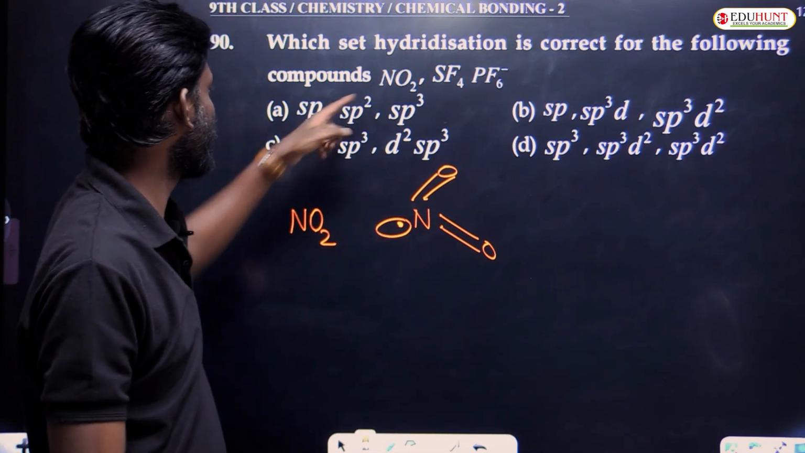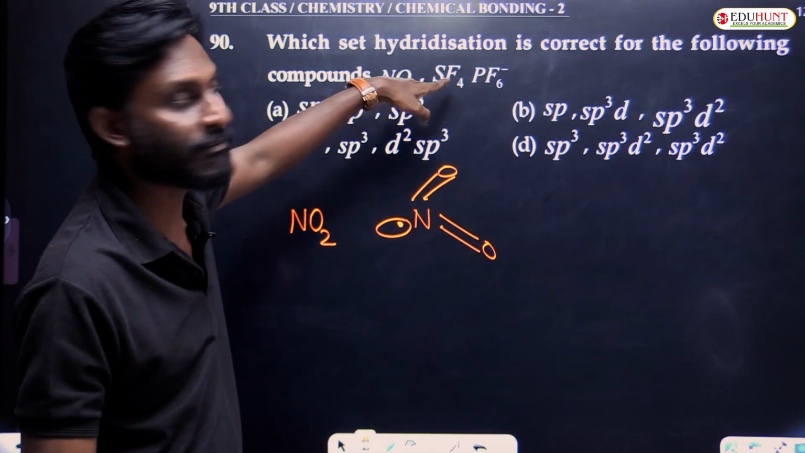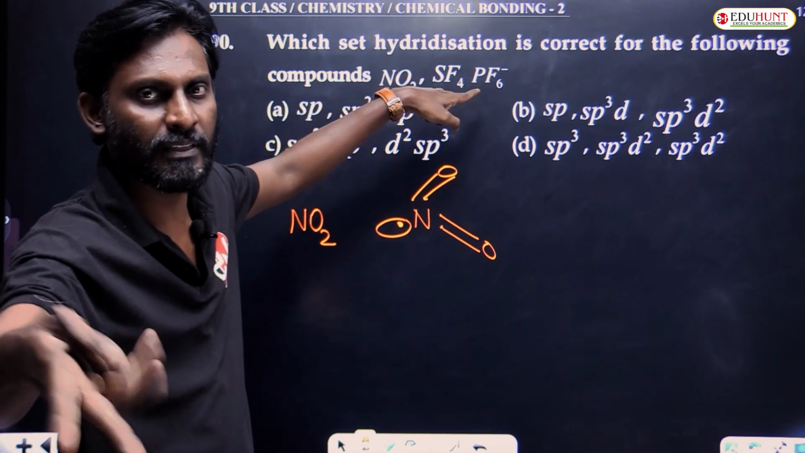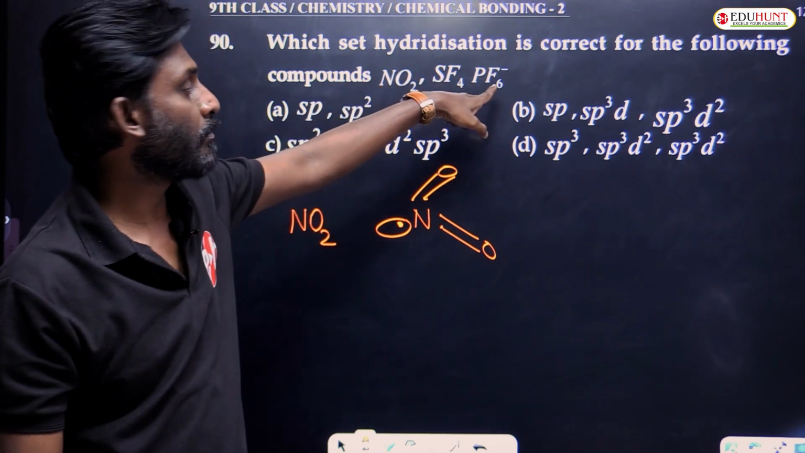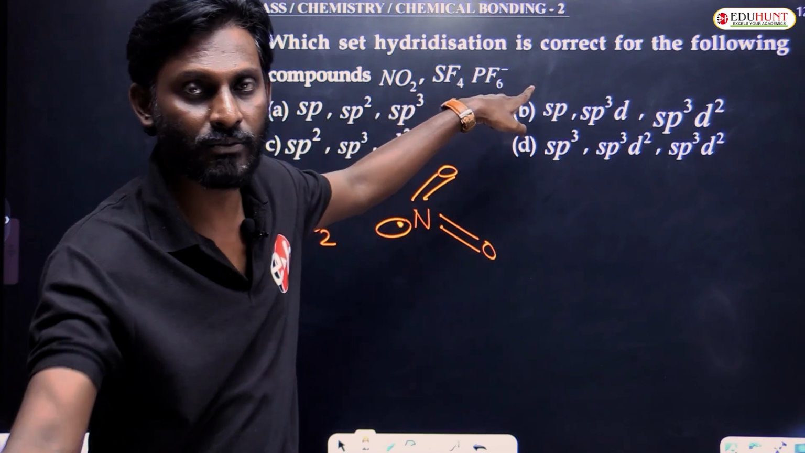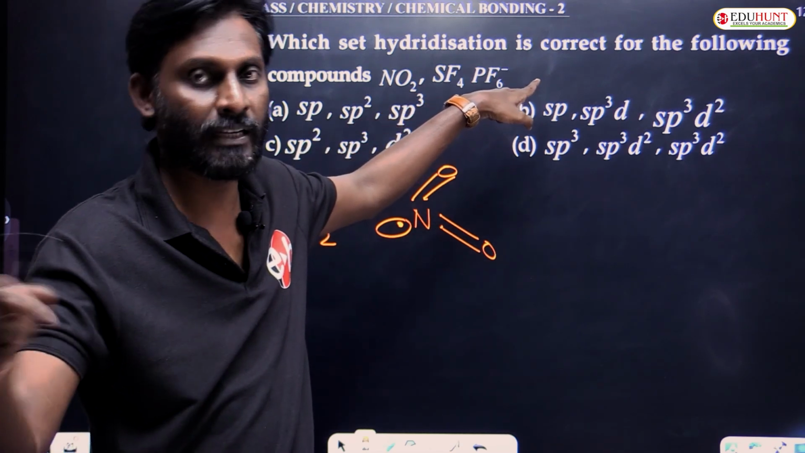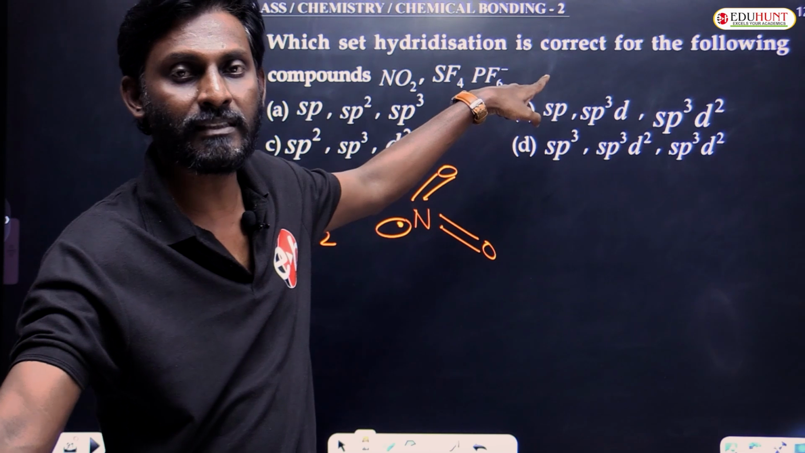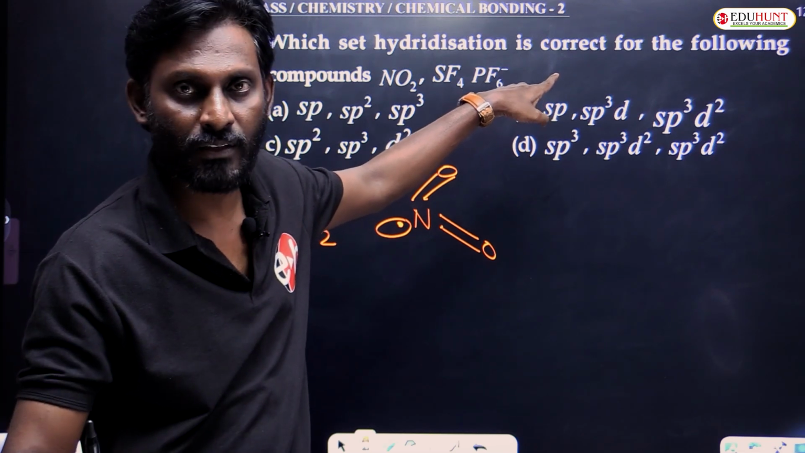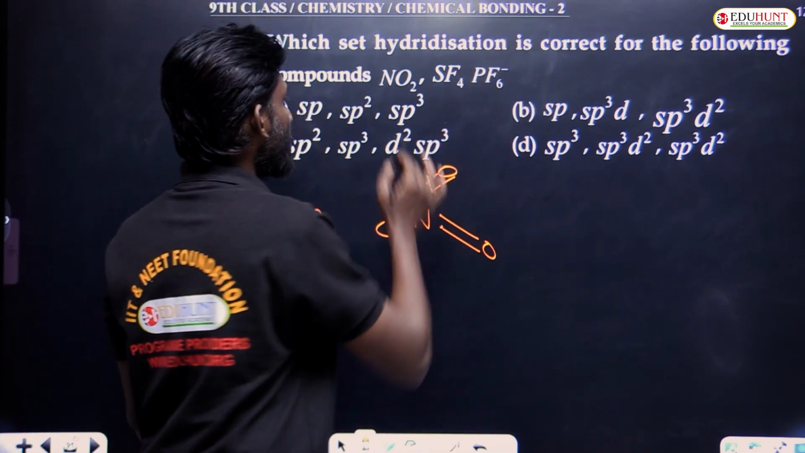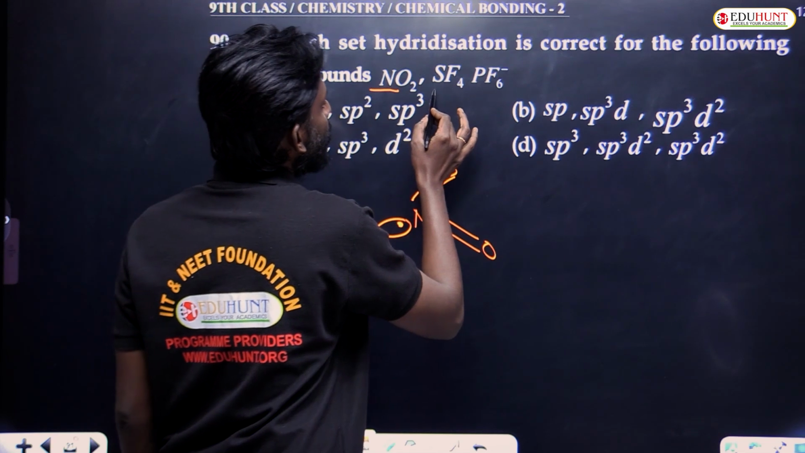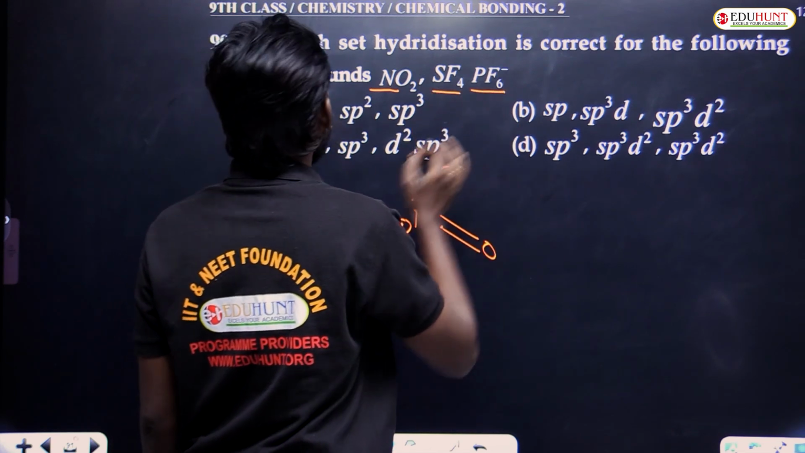So, this is sp2, and after that SF4 we already determined it is sp3d in the previous question, and it is PF6 negative. See, PF5 means sp3d, PF6 means steric number comes to be 6, so sp3d2. So, the first one is sp2, sp3d and sp3d2.